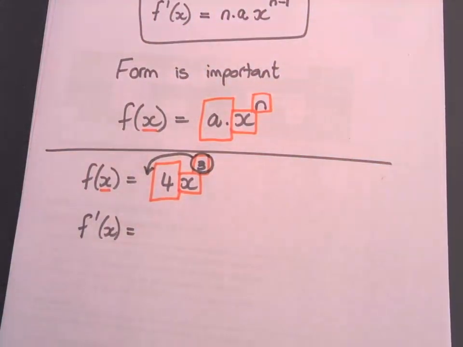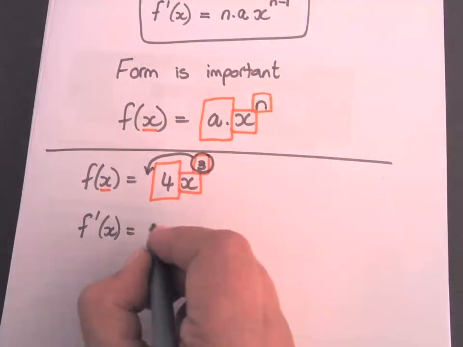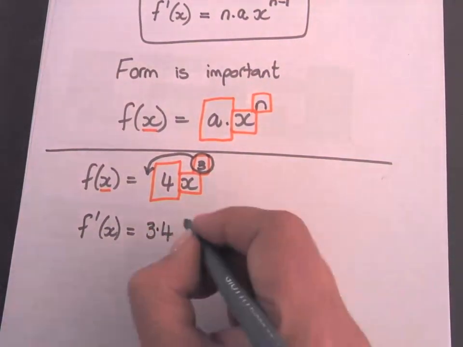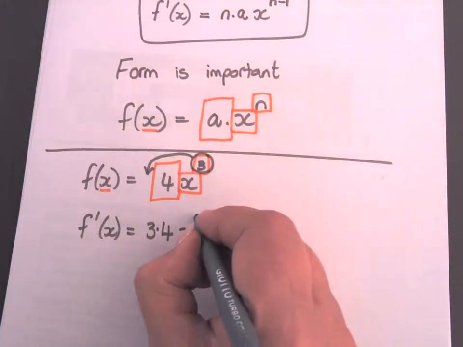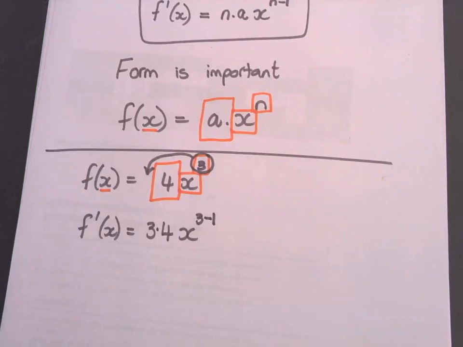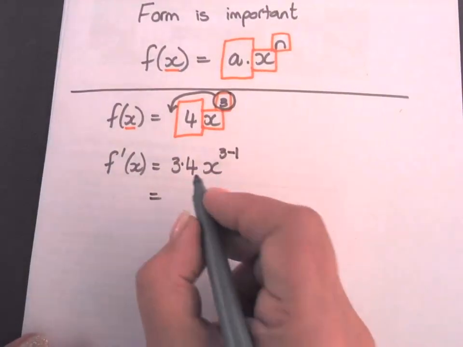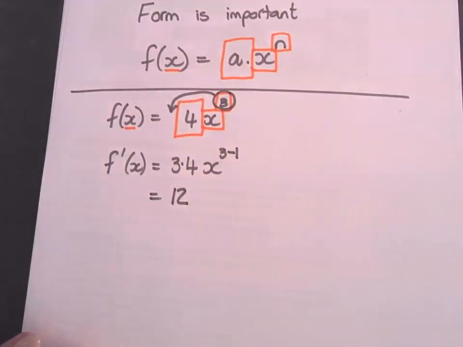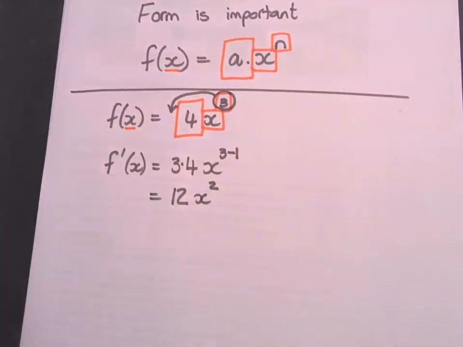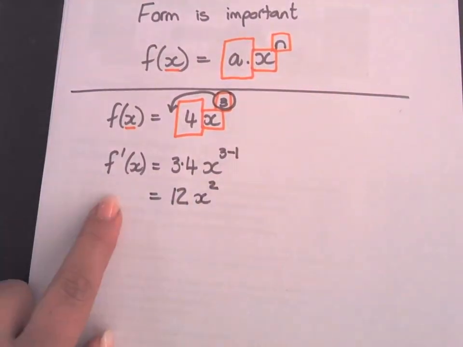Then, when we get the first derivative, we take this 3 to the front and multiply it with the 4. Okay, I'm going to write the intermediate step. This step you don't have to write, but if it helps you, you can. So this 3 must be multiplied with 4. Then we have x to the power of 1 less than 3. This gives us 12x squared. And there we have our derivative.